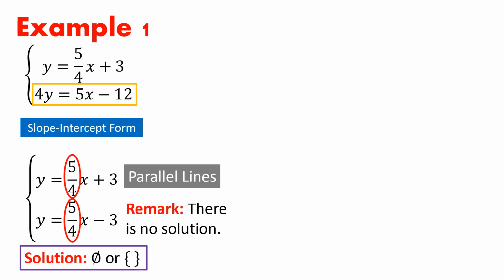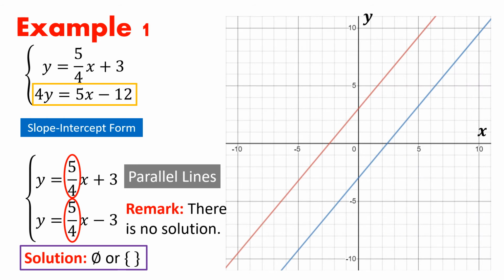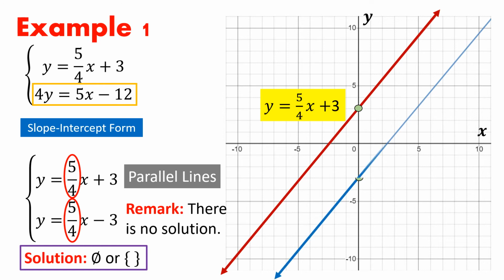We can verify this graphically. The red line is for the equation y equals 5/4 x plus 3. The blue line is for the equation y equals 5/4 x minus 3.